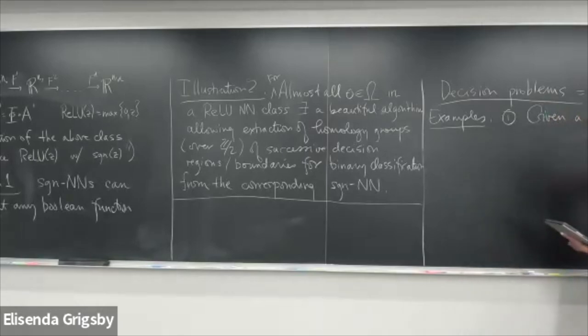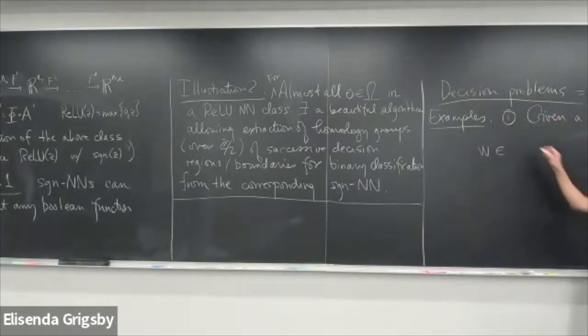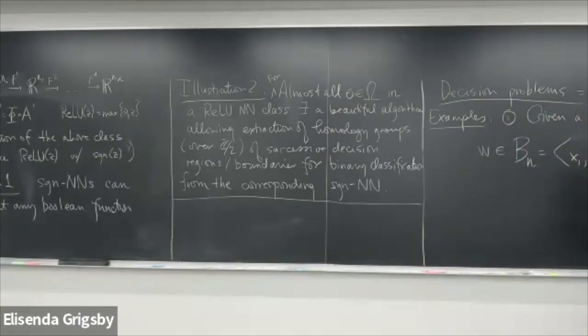Given a word W in a finitely presented group. Here's my favorite finitely presented group, the braid group on n strands. It has n-1 generators, and then two types of relations. One says that these generators commute if their indices are at least 2 apart. And the other one says that if the indices are 1 apart, then they satisfy this braid relation. This is more interesting.